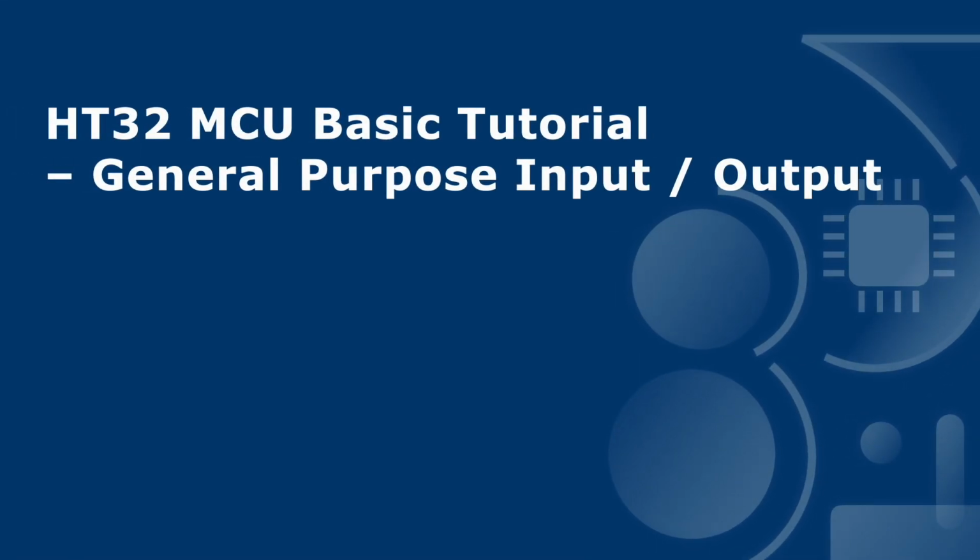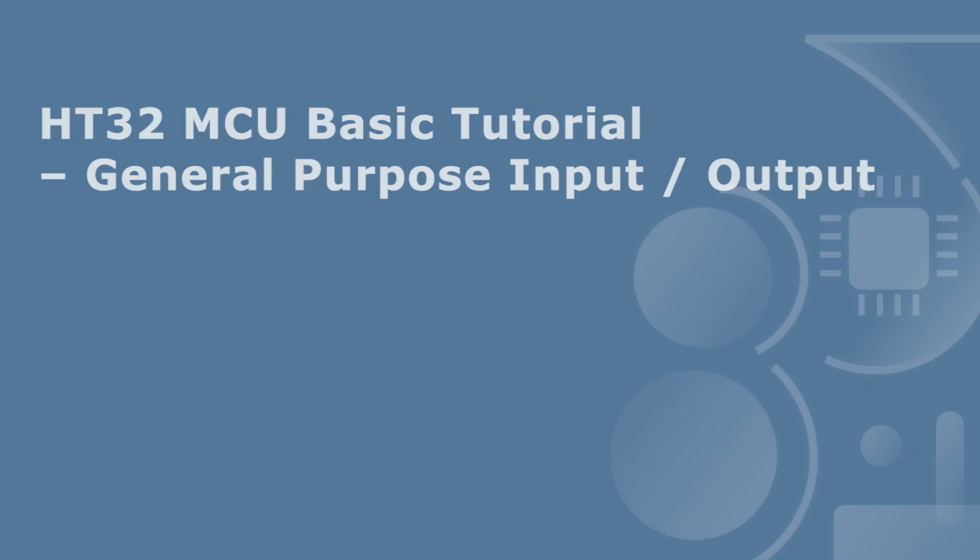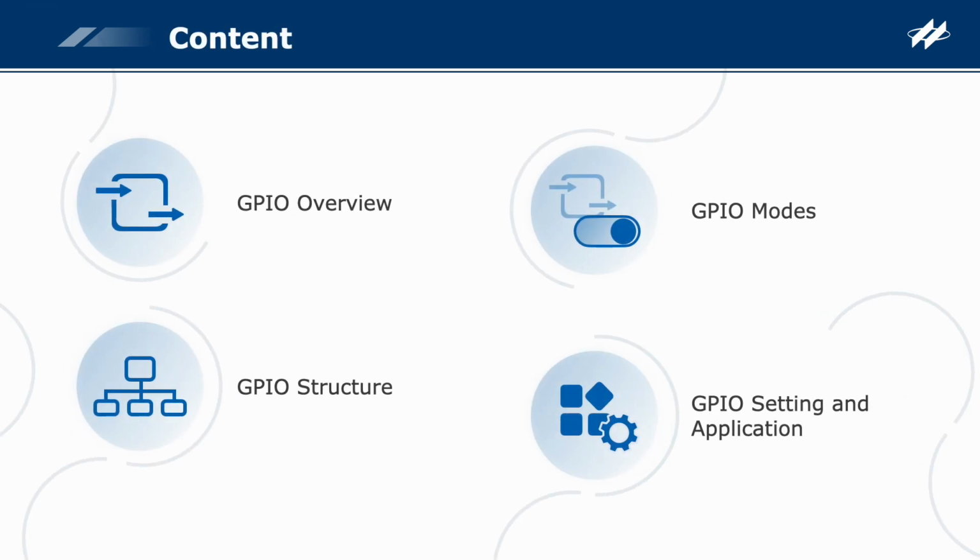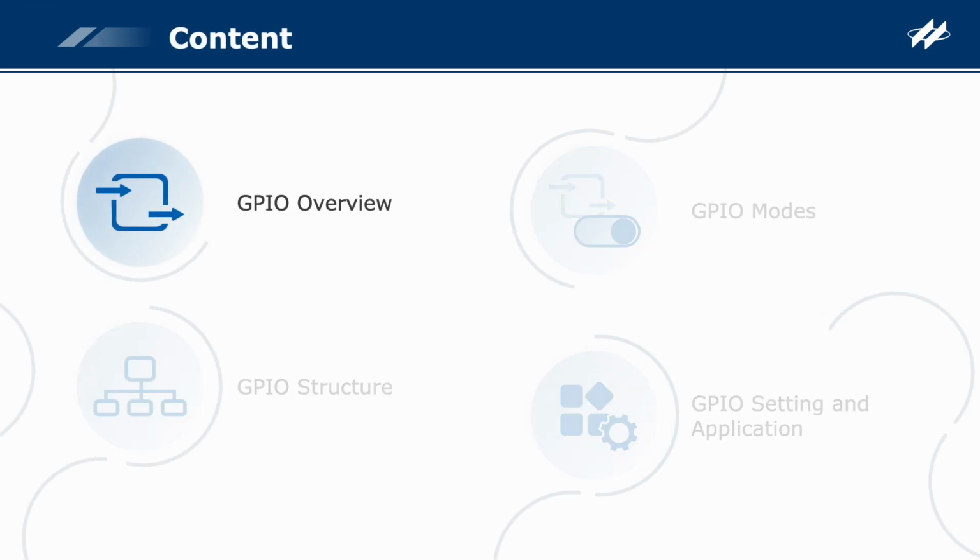Welcome to the HT32 MCU Basic Tutorial, General Purpose Input, Output. Here is an introduction to the chapters in this tutorial. The first chapter is GPIO Overview. Here takes a simple example to introduce the importance of GPIOs in microcontrollers and their applications.